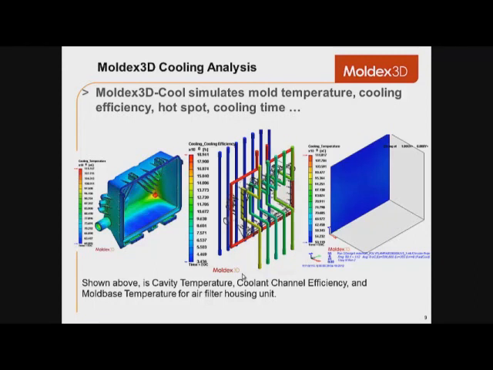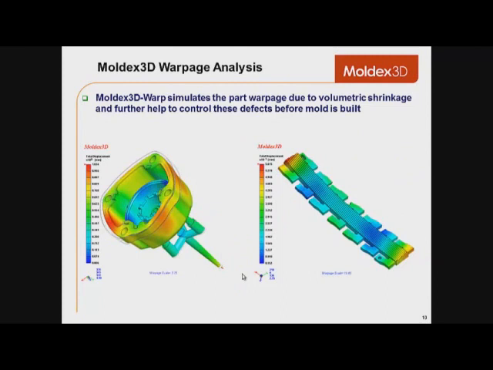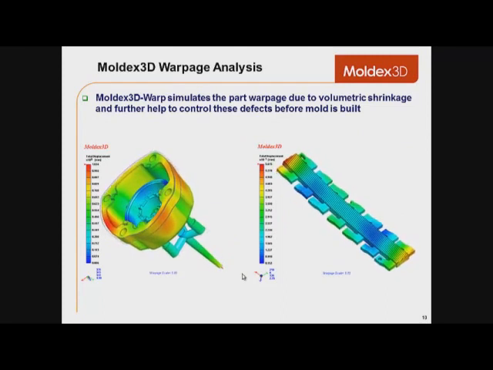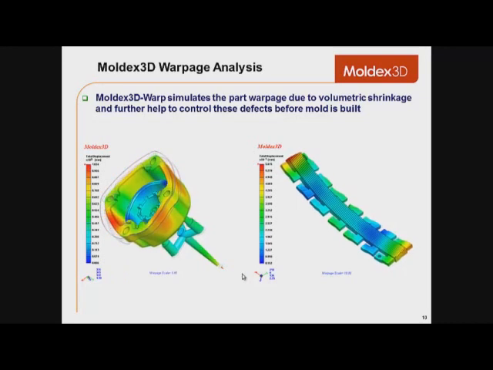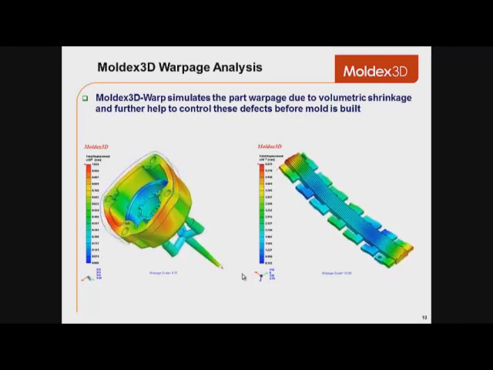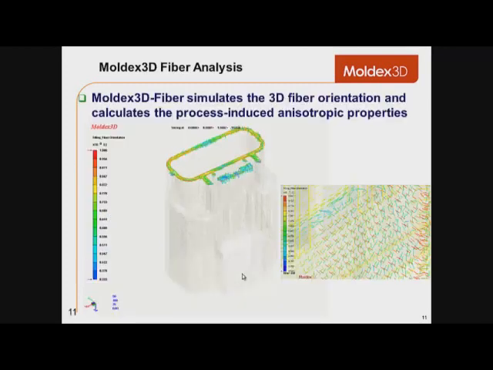The second picture depicts the cooling efficiency, and this shows the amount of heat each individual cooling line will use. With this tool you can detect inefficient cooling lines that can be removed. This will save you money with the tooling cost later on. And this simulates the part warpage due to volumetric shrinkage and further helps to control these defects before the mold is built. These animations will essentially show you how the part will warp.